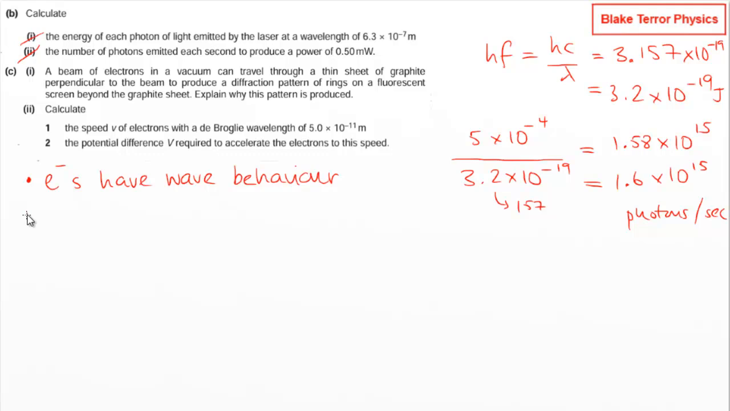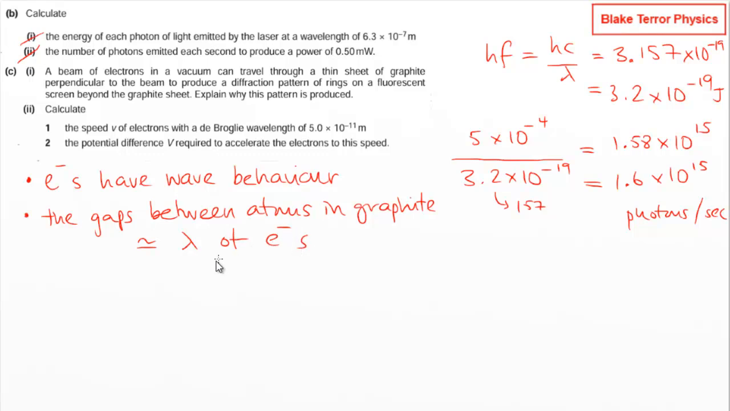Obviously don't actually put bullet points on these, but you can just write these out as sentences. Electrons have wave behavior. Then we can say the gaps between the atoms in the graphite are similar to, roughly equal to, the wavelength of the electrons. Obviously put that in full words, I'm just putting this in shorthand. So therefore diffraction occurs, or significant diffraction occurs.